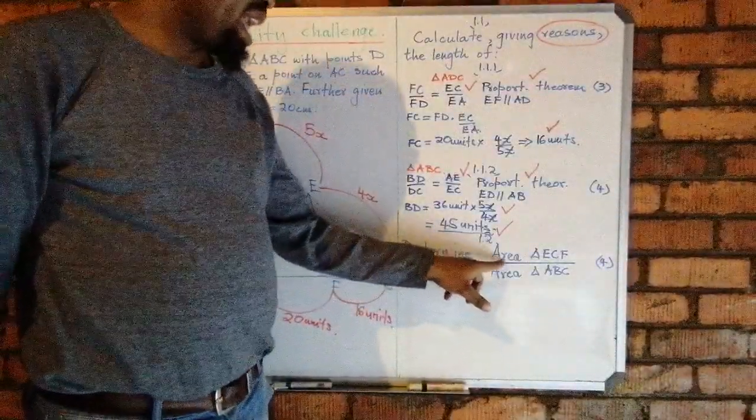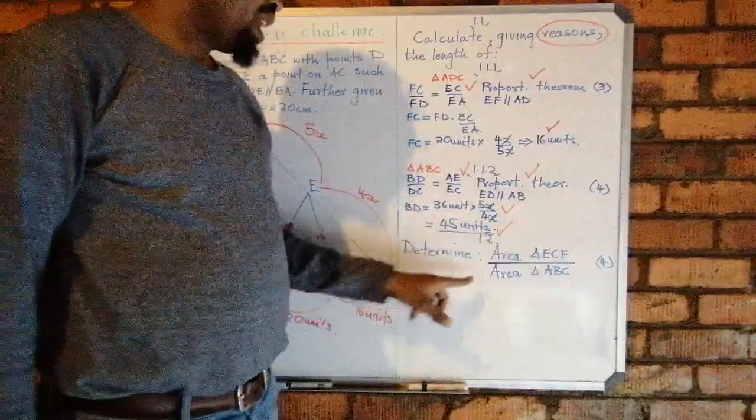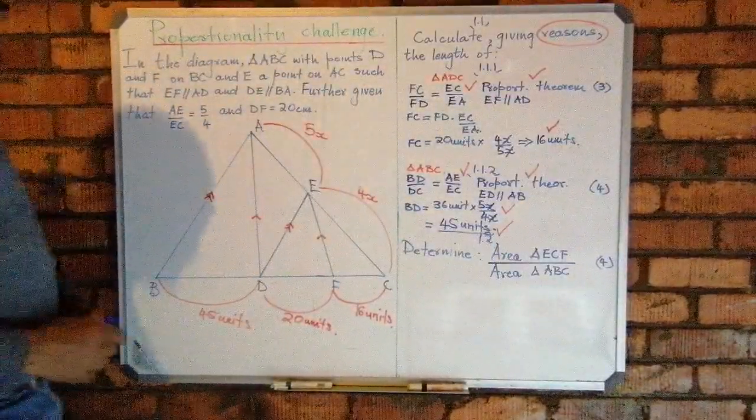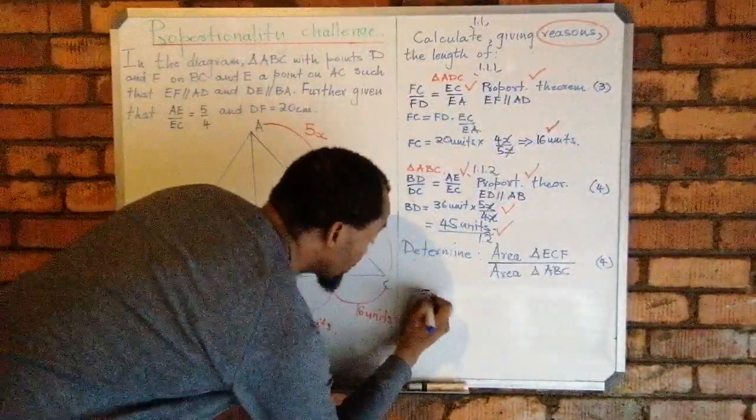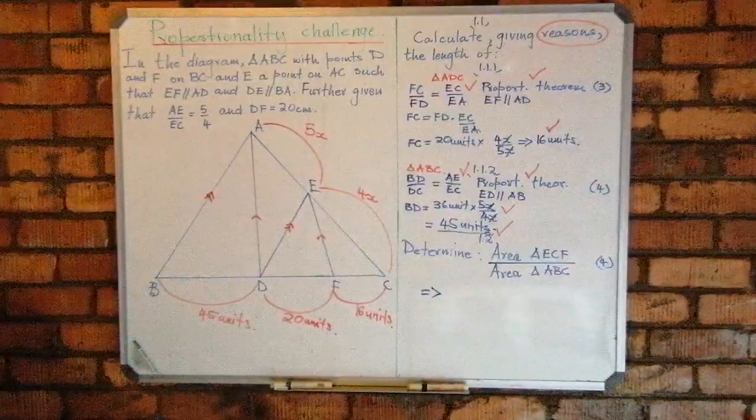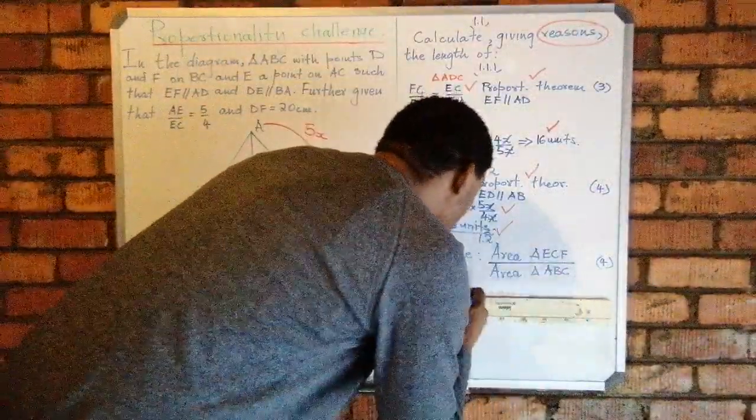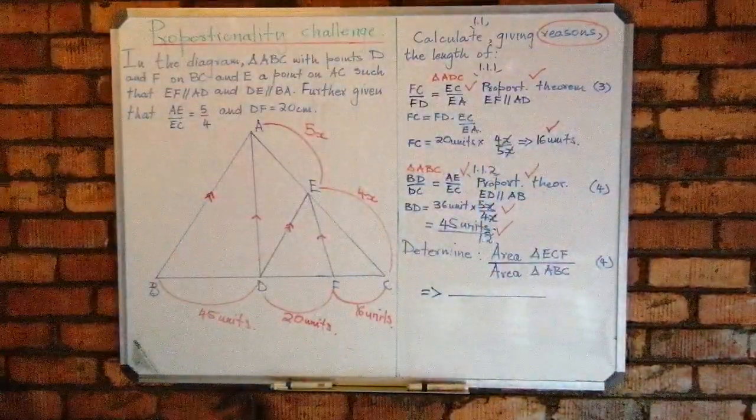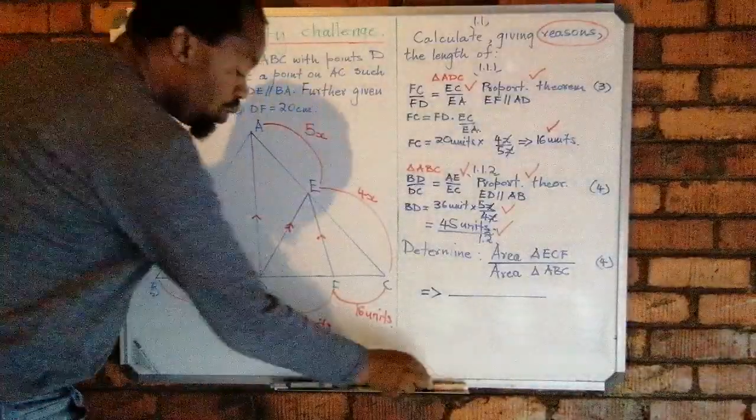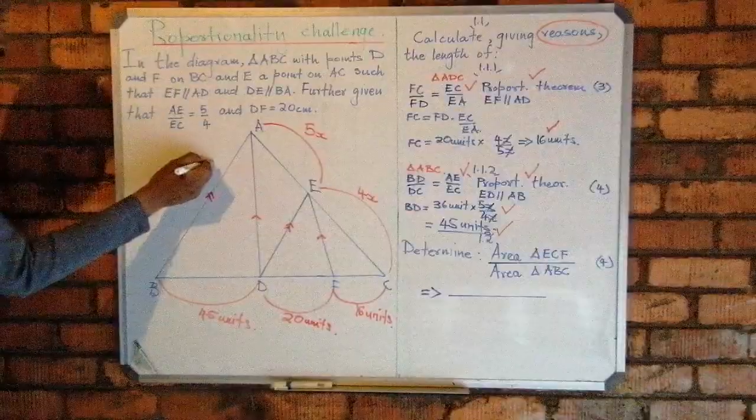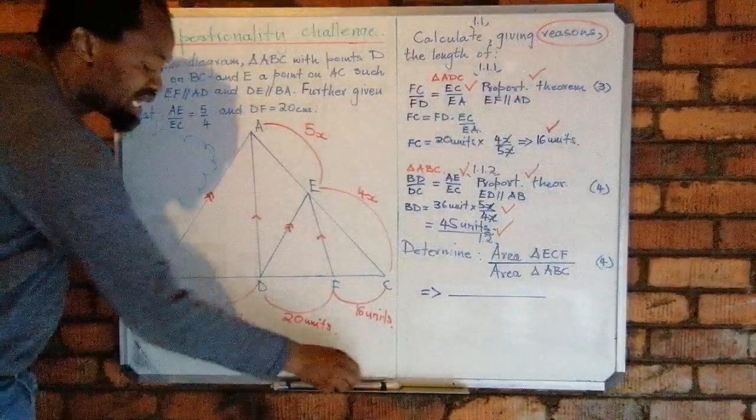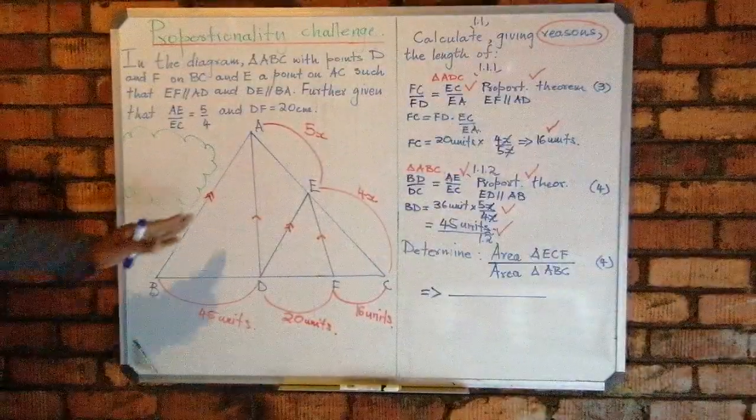determine the area of triangle ECF divided by area of triangle ABC. That is going to be the ratio, surely. I'm determining this ratio. That is why I'm going to say this ratio implies. Now, I just want to talk about this a bit before I do it. Friends, when you get this question, you must be very happy, because that question is actually centered around two concepts, which I'm going to quickly demonstrate.